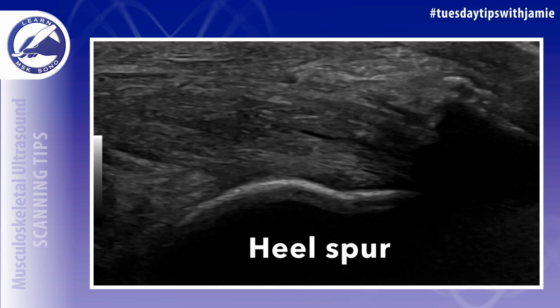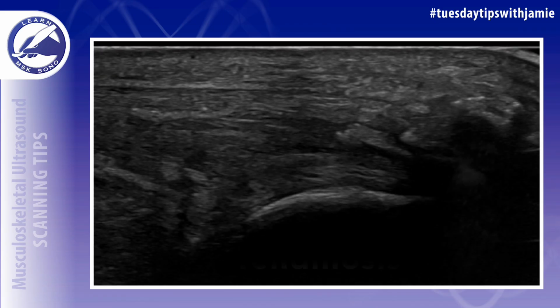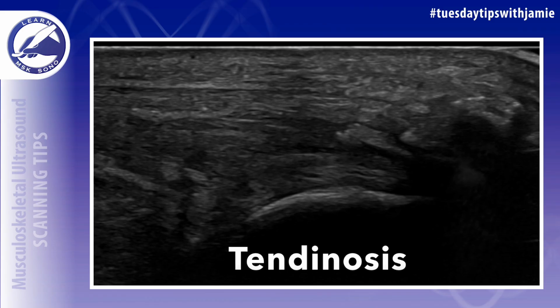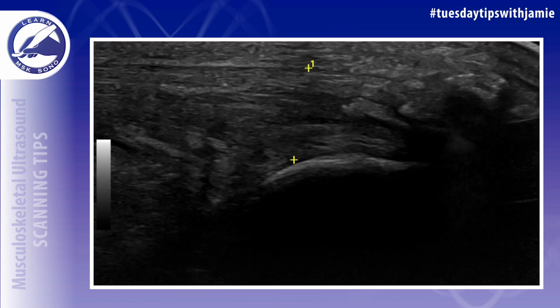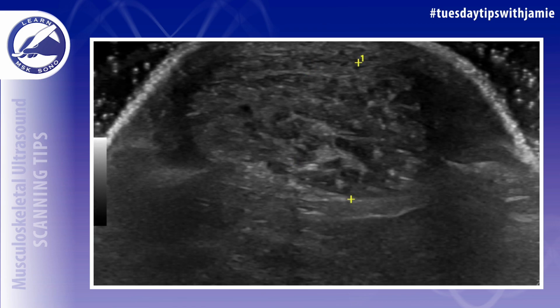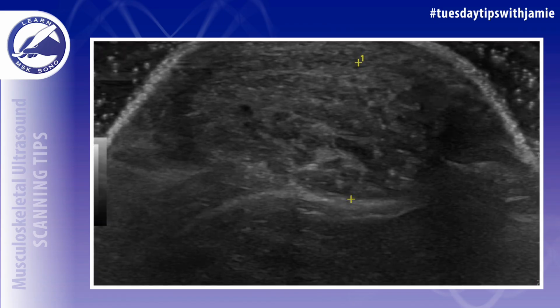Associated ultrasound findings may include an underlying calcaneal spur and Achilles tendinosis. As you can see in this example, tendinosis is going to appear as hypoechoic thickening of the tendon. Any AP measurement in the long or short axis greater than 5 millimeters or 0.5 centimeters is considered tendinosis.